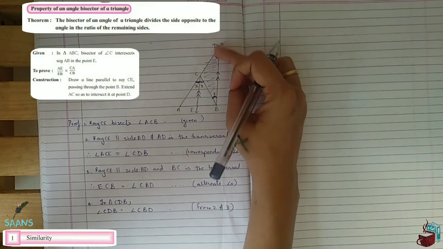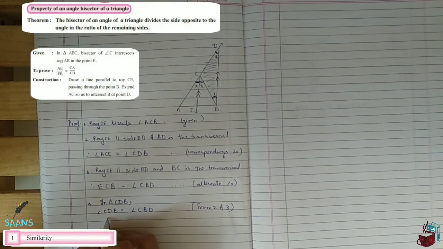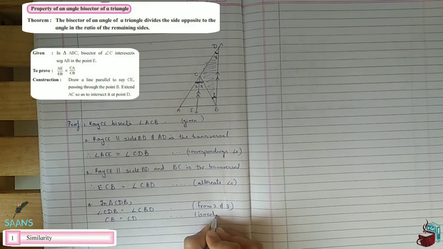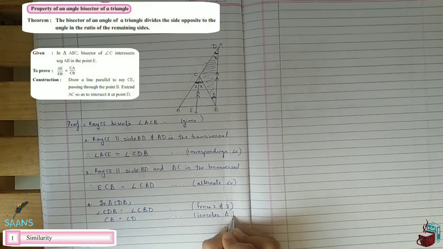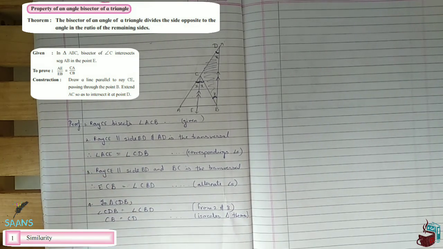Therefore, if base angles are congruent, sides will be congruent. So we write CB is equal to CD, isosceles triangle theorem. Okay, so these are your 4 points. Now what do we do now? Now we are going to see how do we apply it to this.